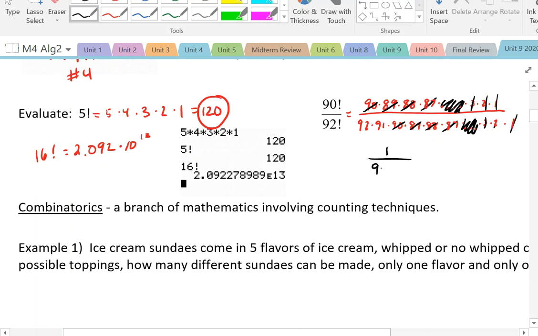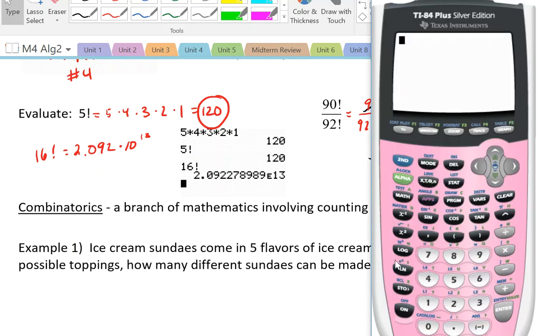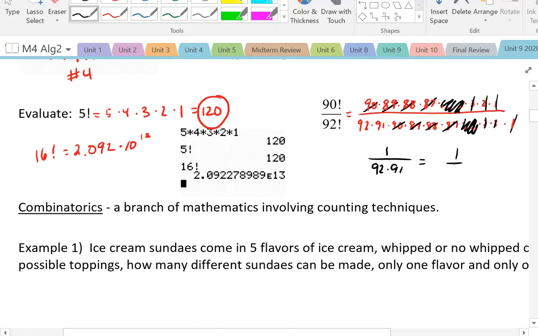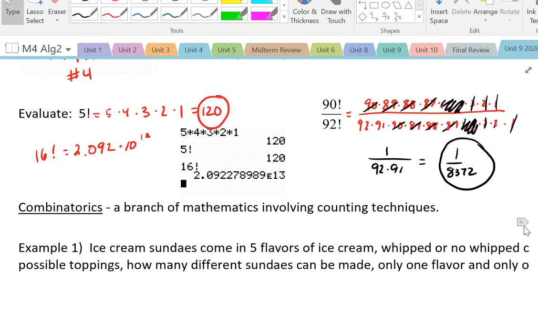On the bottom, I have 92 times 91. So really just 8,372. So 1 over 8,372. Even though if we tried to evaluate 90 factorial or 92 factorial it wouldn't work, we can still manipulate these to work with them. So what we're going to look at in today's lesson and the next lesson is combinatorics, which is a branch of mathematics involving counting techniques.